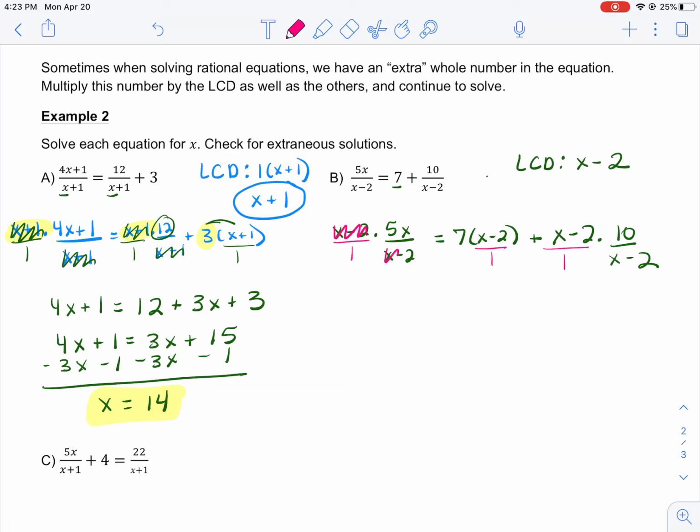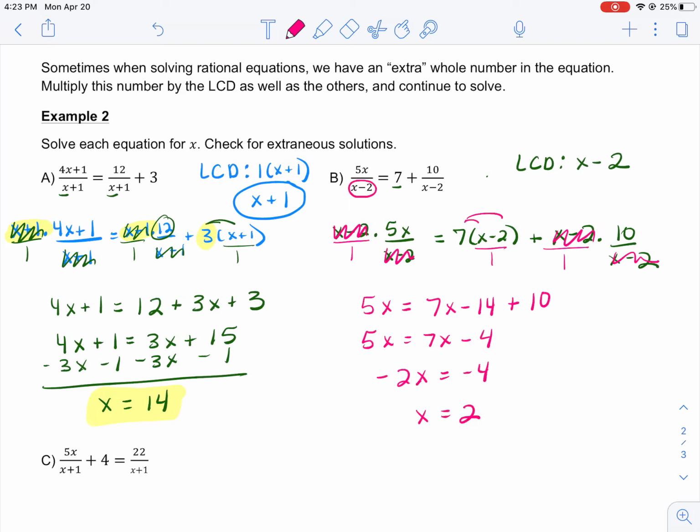And so I can cross out the x minus 2's here, and I get 5x equals, okay, nothing cancels here, but all I have to do is distribute my 7x minus 14. And then right here, I cross out my x minus 2's, and I just get plus 10. So 5x equals 7x minus 4. And then I'm going to subtract 7x from both sides to get negative 2x equals negative 4. And so x equals positive 2.